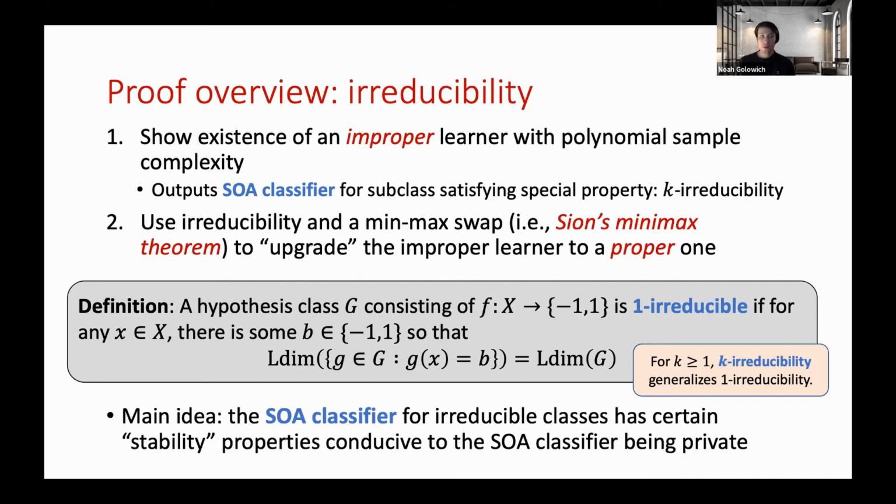Now, why is this notion of irreducibility important or useful for us? Well, it turns out that the SOA classifier for classes which are irreducible has a certain stability type property, which is conducive to the SOA classifier being private. And there's been a fair bit of work in recent years that shows stability, defined in a loosely defined sense, is useful in terms of developing private learning algorithms. And so this can be viewed as another point in that direction. Basically, irreducibility leads to some sort of stability.